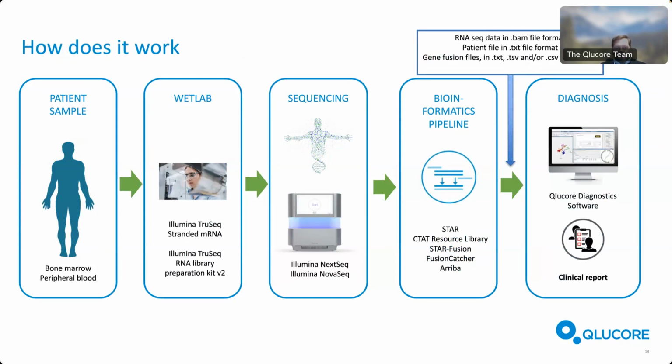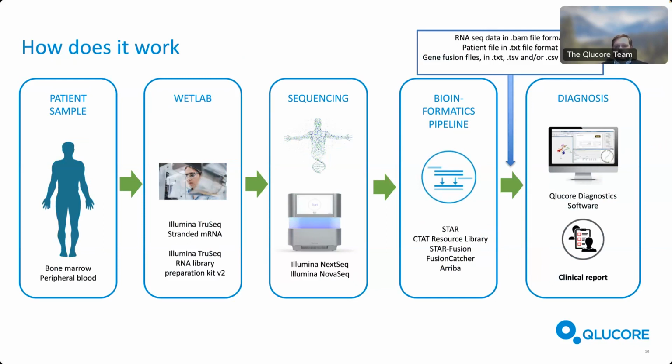So a sample is collected, in this case from bone marrow or blood, and the total RNA is extracted from that. And after quality control of the total RNA, a library prep from Illumina is used to produce the library that will be sequenced then.